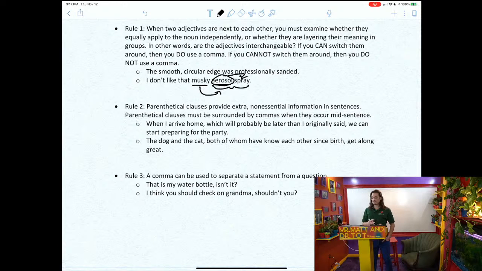So you have to understand, and also if you tried to switch these words around, if you tried to say, I don't like that aerosol musky spray, that doesn't make sense because the aerosol needs to be closest to spray, because that's part of the inherent characterization of what the item is. The musky is just an external or secondary characteristic. The primary characteristic, that it's an aerosol spray, that's part of its identity. The muskiness is just a characteristic of its odor.